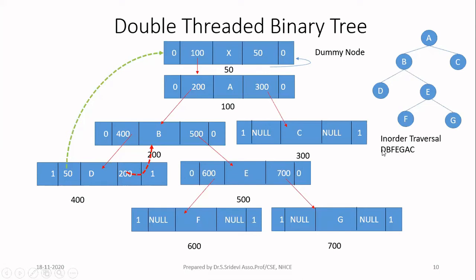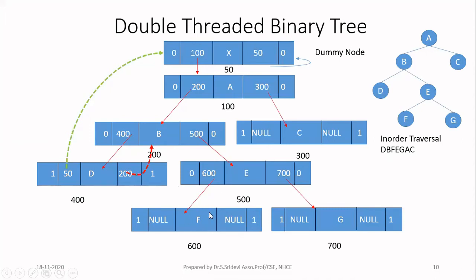For node D, there is no in-order predecessor. So you have to write the address of the dummy node here. The address of the dummy node is 50. So fill that in the left child, because the left child is going to point to the in-order predecessor, that is now the dummy node. So fill 50. Then in the right pointer, you are going to fill the address of the in-order successor. The in-order successor is B, which is available at the address 200. So write 200 here. Now we have replaced both the null pointers of node D to point to the in-order predecessor and in-order successor respectively. Likewise, you have to write for the remaining leaf nodes also.